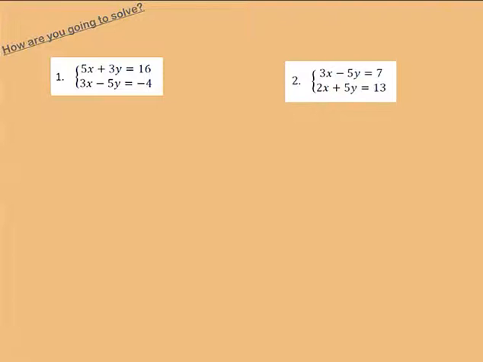So the first thing I notice about number 1 is that it is in standard form, which to me says, all right, I'm just going to use some elimination. I notice that my y's have opposite signs, but what they don't have is the same number. So I'm going to take the top equation and multiply it by 5, and then take the bottom equation and multiply it by 3, okay?